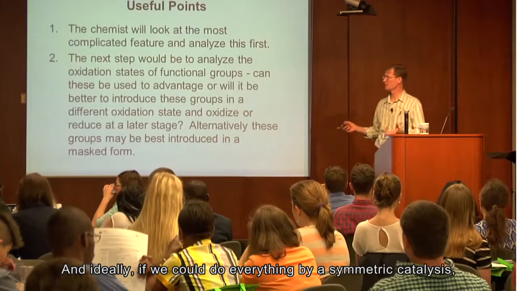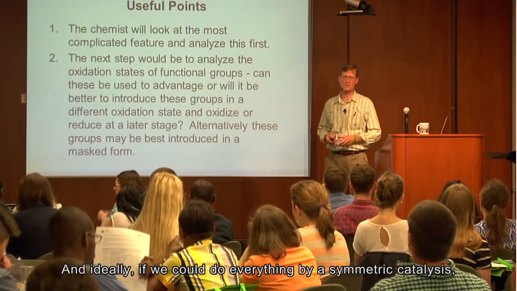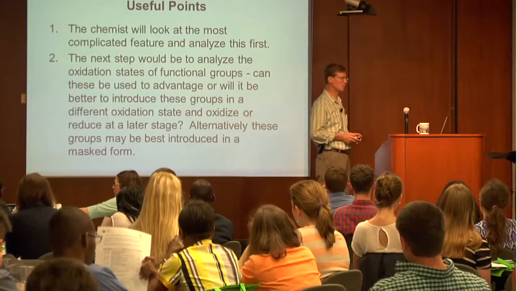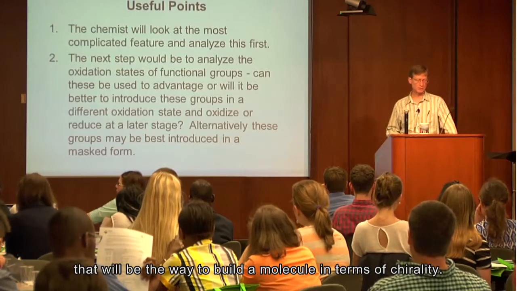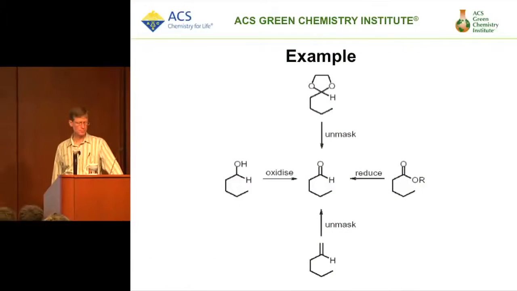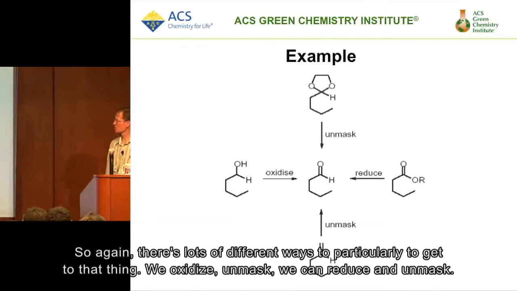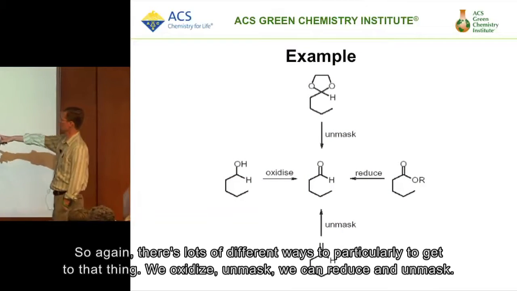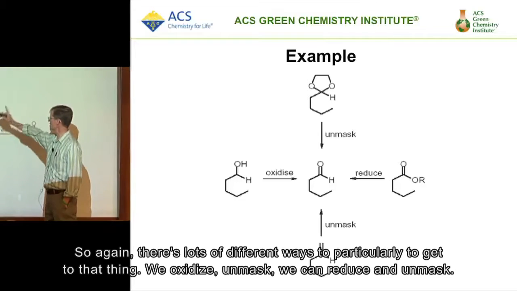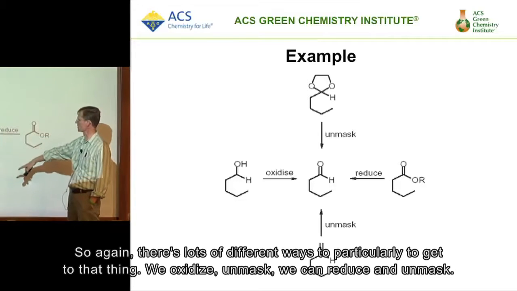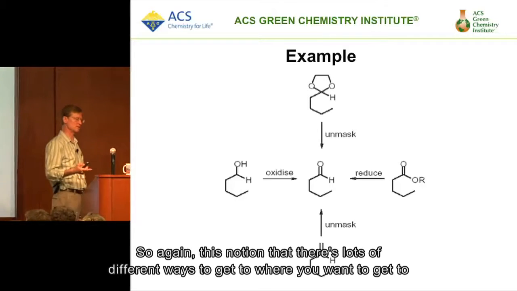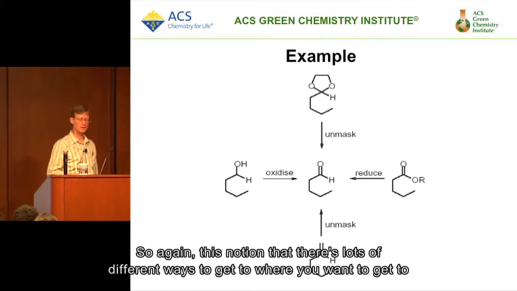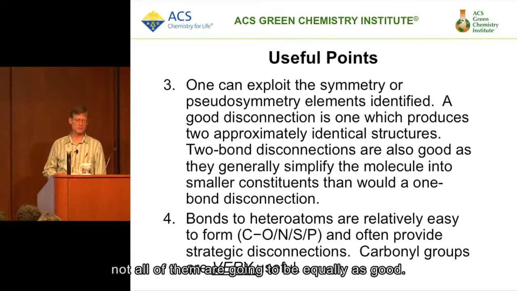And ideally, if we could do everything by asymmetric catalysis, that would be the way to build a molecule in terms of chirality. So again, there's lots of different ways to get to that. We can oxidize, unmask, we can reduce or unmask. So again, there's lots of different ways to get to where you want to get to. Not all of them are going to be equally as good.